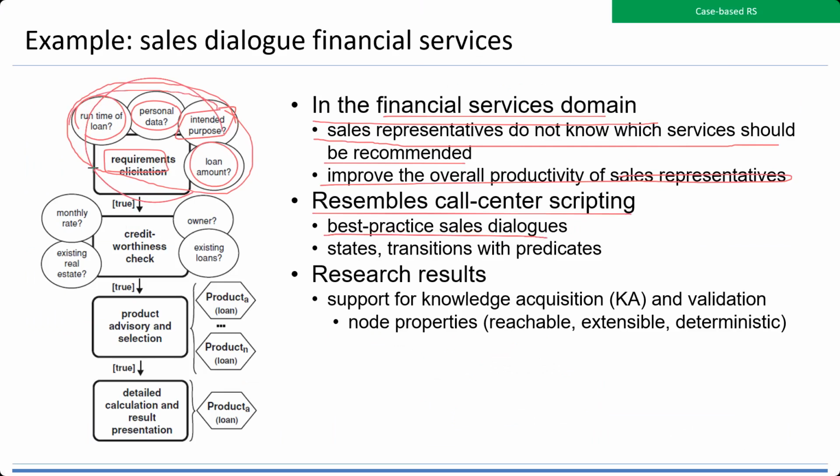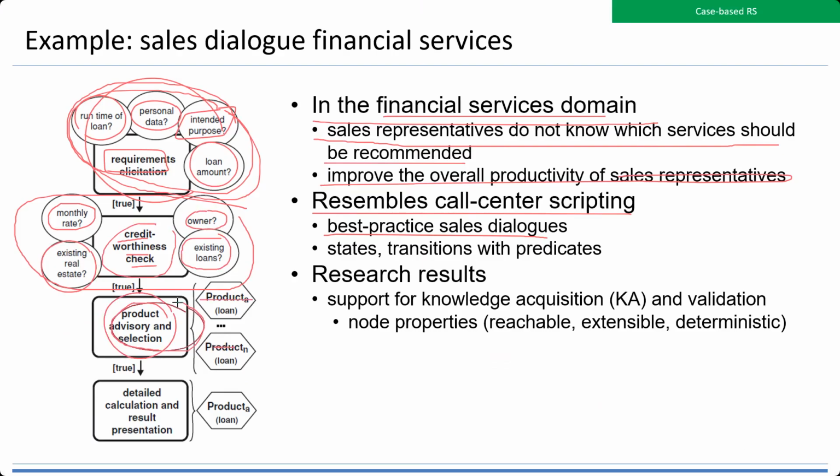After that, if everything is true, then we need to have the credit worthiness checking. For example, how big is the monthly rate that is good for the user? And what is the existing real estate that the user has? Who is the owner of the real estate, and what are the existing loans? So if everything is true, then we can give some product, or we call it product advisory and selection. And we have product A, product B, product C, and so on.